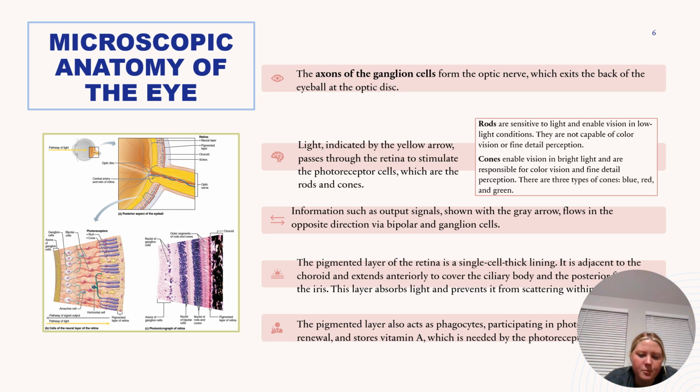Okay, so moving on to more of a microscopic anatomy of the eye. We were going through the layers, but this is kind of a big overview. One of the key elements is the optic nerve. It is formed by axons of the ganglion cells. The nerve leaves the back of the eyeball at the optic disc.